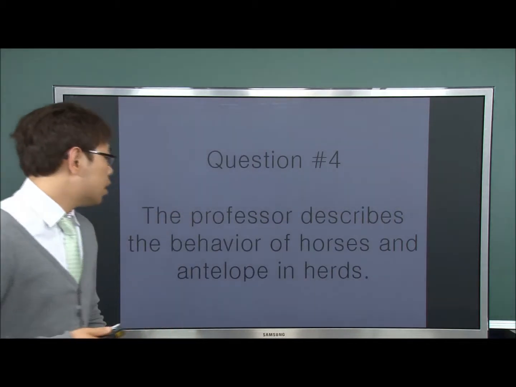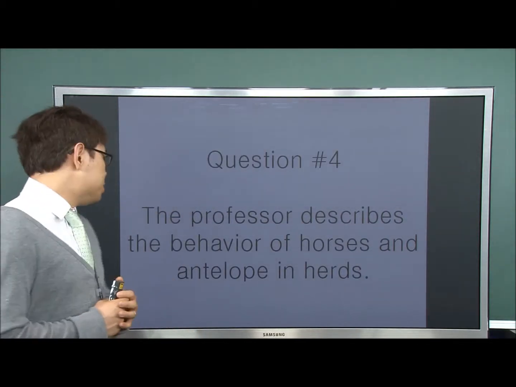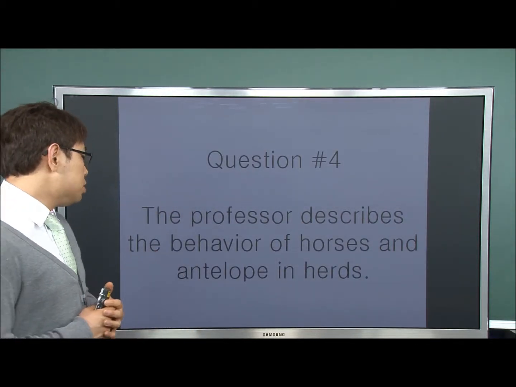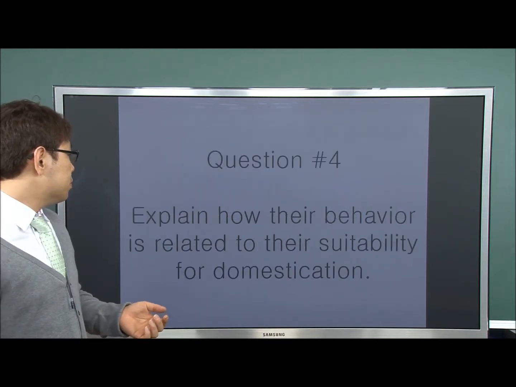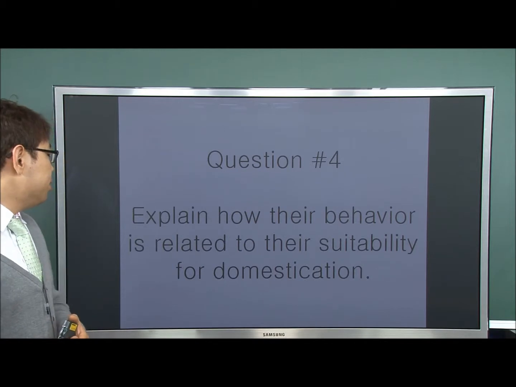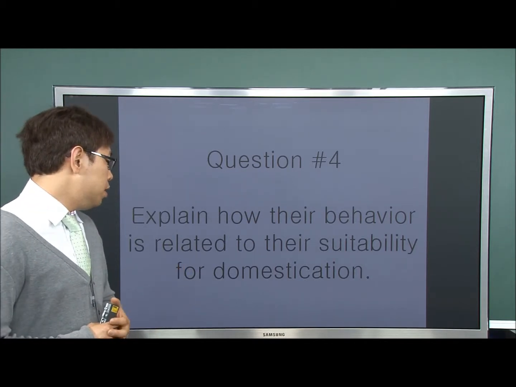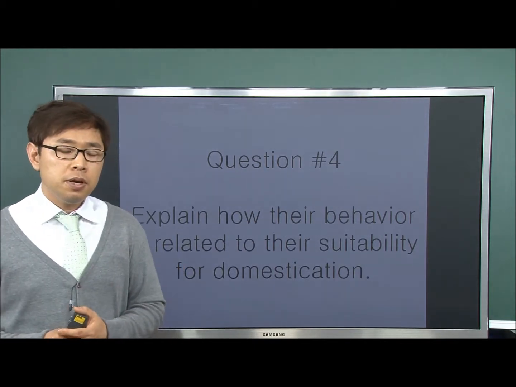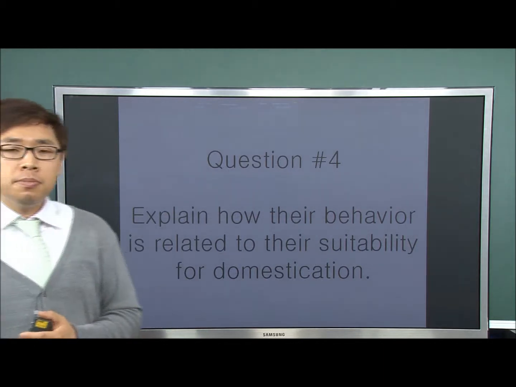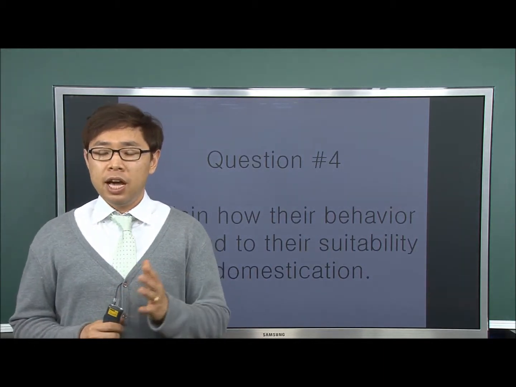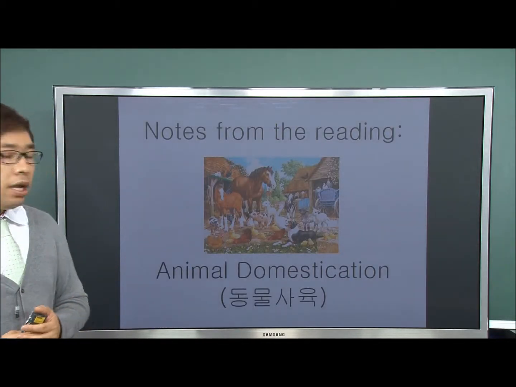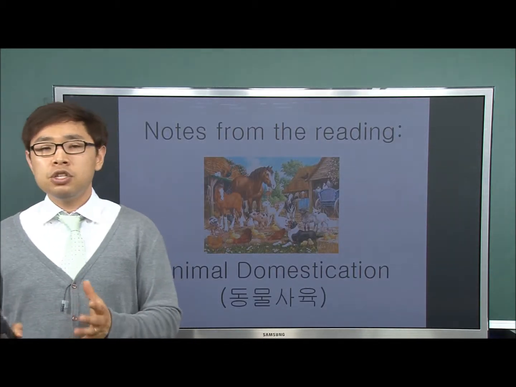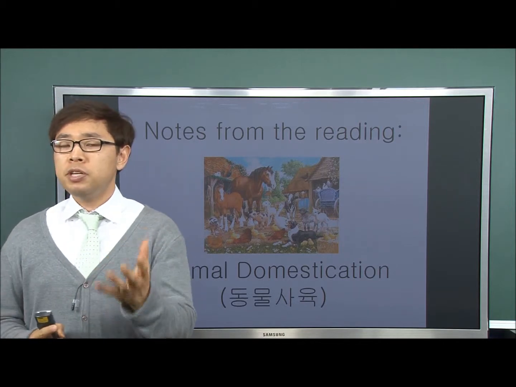Let's go over the question first. The professor describes the behavior of horses and antelope in herds. Explain how their behavior is related to their suitability for domestication. So for this problem, you first need to define what animal domestication is. That was actually covered in the reading. Domestication means being able to be tamed.